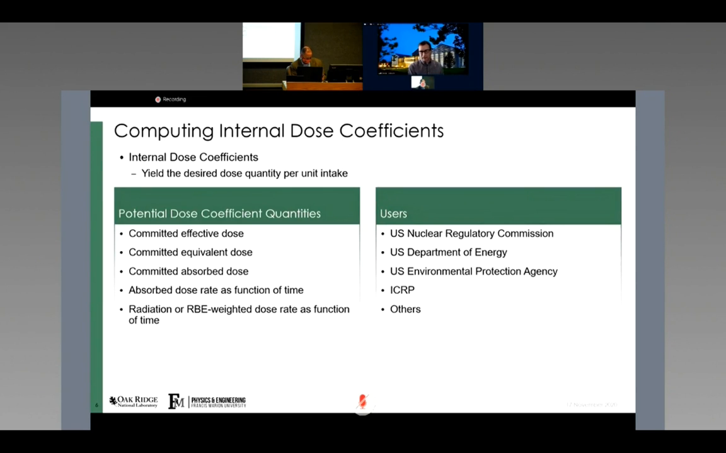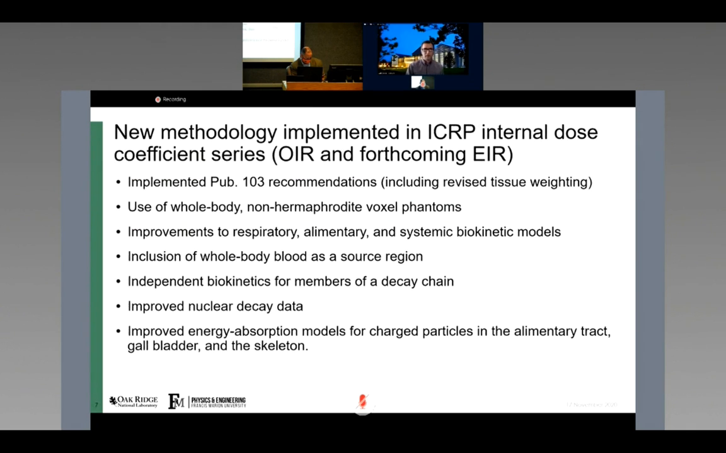So our users with the Oak Ridge group, we've done work with computing dose coefficients for the NRC, the DOE, the EPA, the ICRP, and then a handful of other miscellaneous types of applications. So this latest methodology that's being implemented in the ICRP and really two series of publications that we call the OIR and the EIR. OIR being occupational intakes of radionuclides, so that's the worker. And then what's about to come out is the environmental impact. This would be doses to members of the public, which includes children.